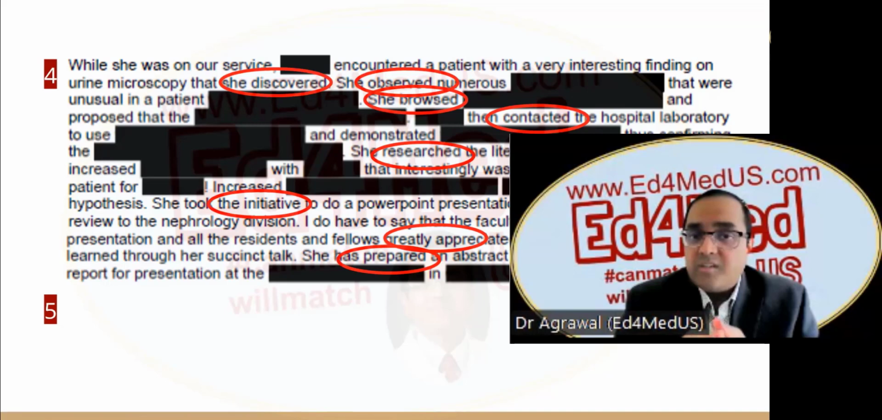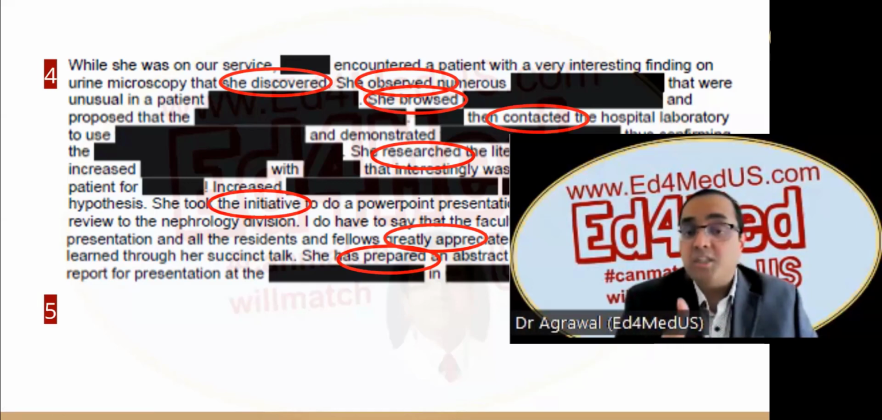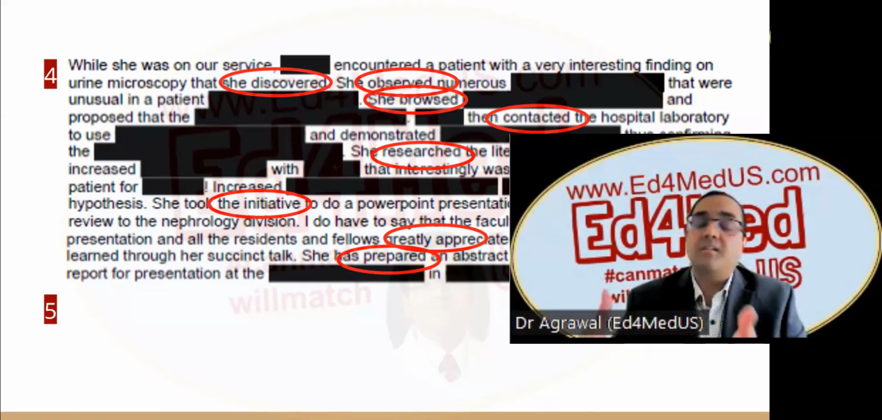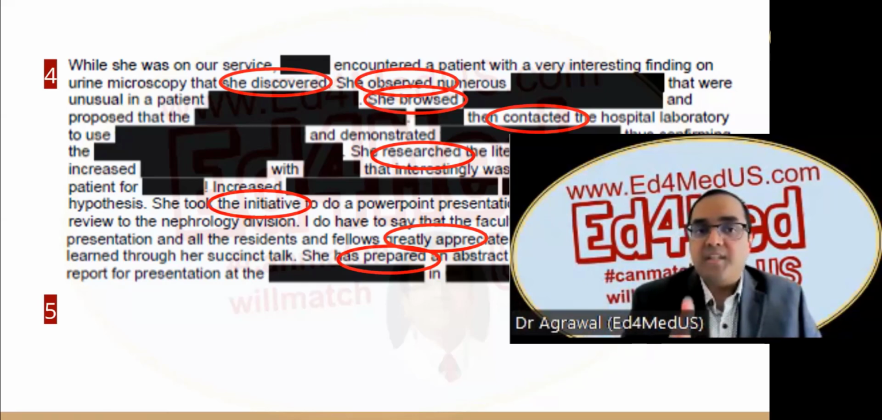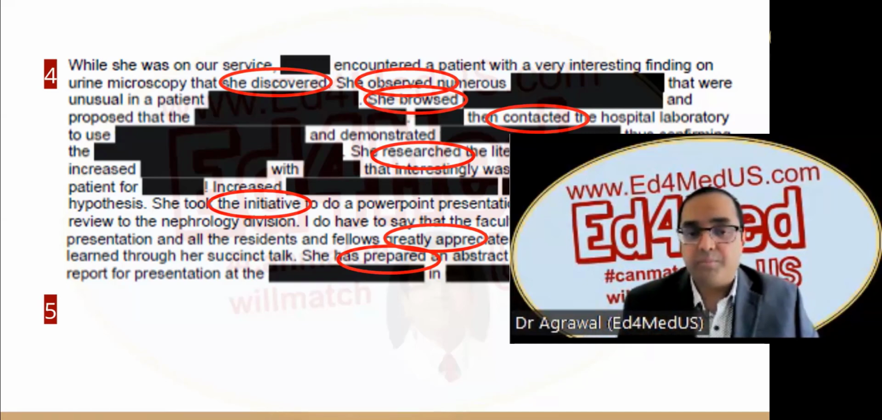So you can see that this is a very unique paragraph in this letter. This could have happened only in this rotation. And again, the choice of the words: she discovered, she observed, she browsed, she contacted, researched, she took the initiative, she prepared. These are all very strong words. And this is something called show, don't tell. She is showing her enthusiasm for internal medicine and nephrology by all the actions that she took in this rotation. That's what makes this letter very strong and very unique. And that's what every letter writer should attempt to do when writing a letter of support.